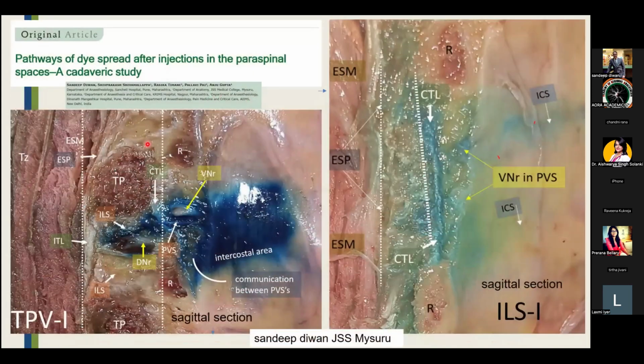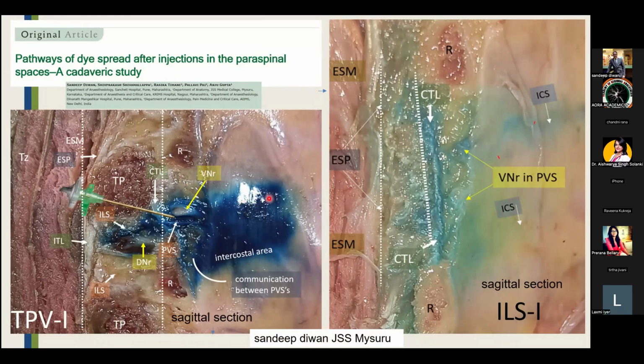So we did a study where again what we did was we tried to inject into the paravertebral space first. We just took sections. We did not dissect, because sections will not destroy the drug migration. It will be very static. While with dissection with your fingers, the drug migrates and you can have false impressions.